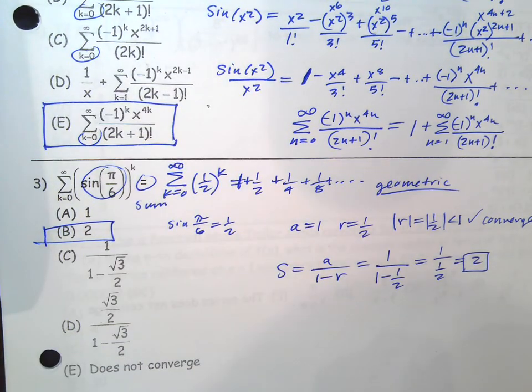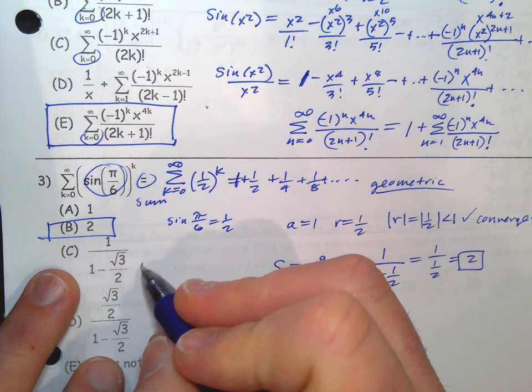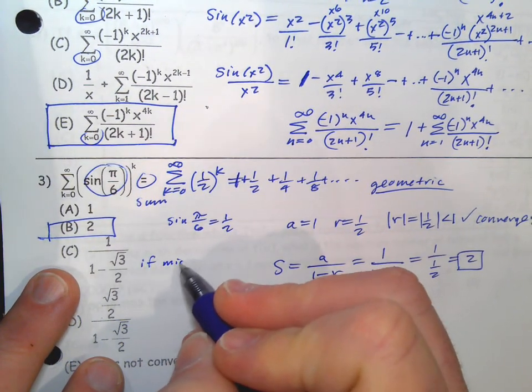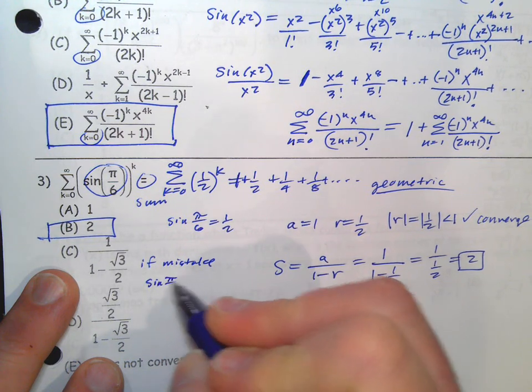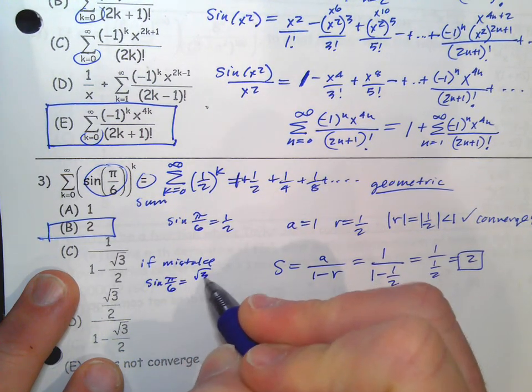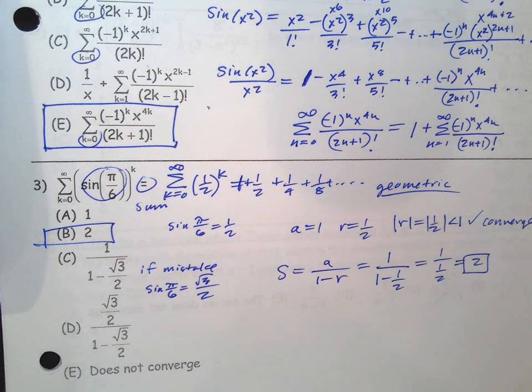Now, some of these other ones are based off of probably, this one's if you make the mistake of thinking that sine of pi over 6 equals root 3 over 2. So if you don't know your trig, you're going to get the wrong answer on this, even if you know your calculus, unfortunately. You got to be good at trig to get your calculus answers correct. Okay.